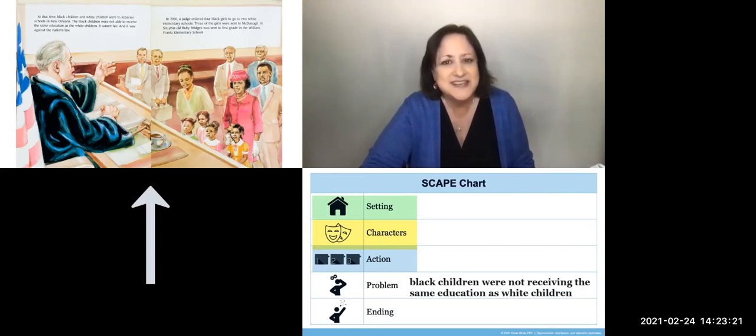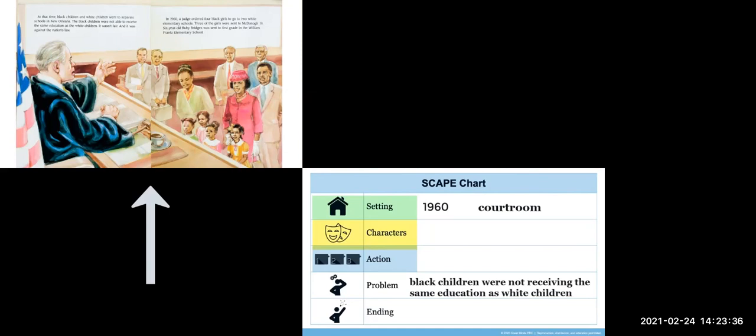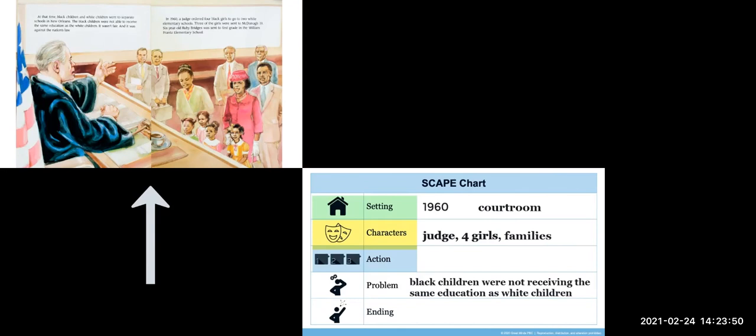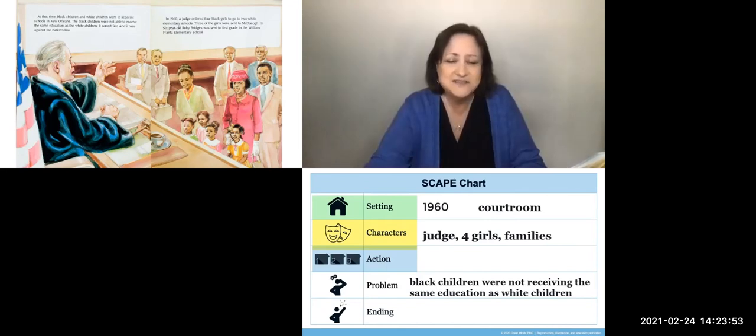You probably noticed for the setting that this occurred in 1960, and from the illustration, we can see that there's a judge in a robe and a flag in the room. This room is a courtroom. In addition to the judge and the 4 girls that were in the courtroom, we can also see from the illustration that it looks like the girls' families are there as well. And lastly, in this section of text, we learned that the judge took action. He ordered that the 4 Black girls go to the white elementary schools.